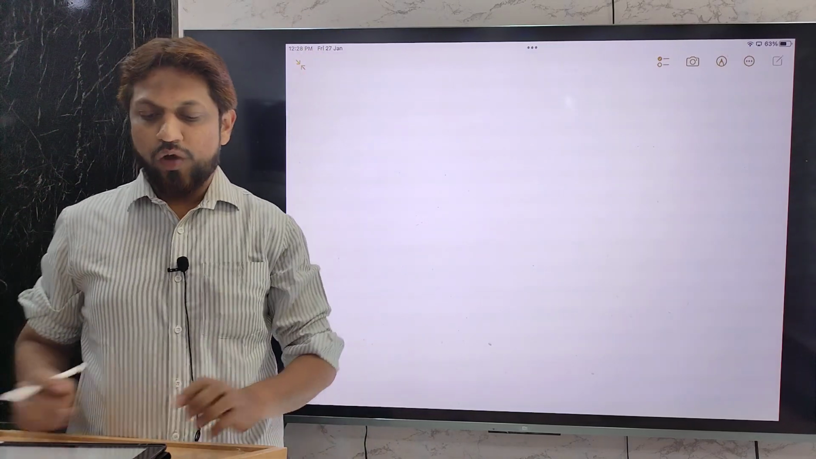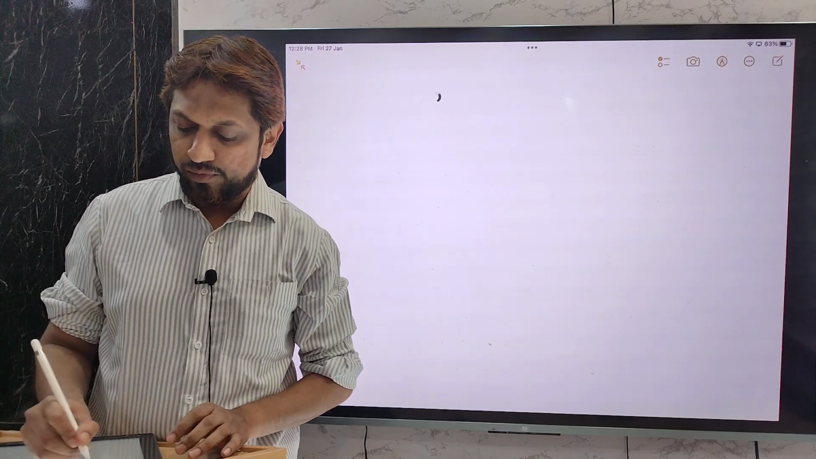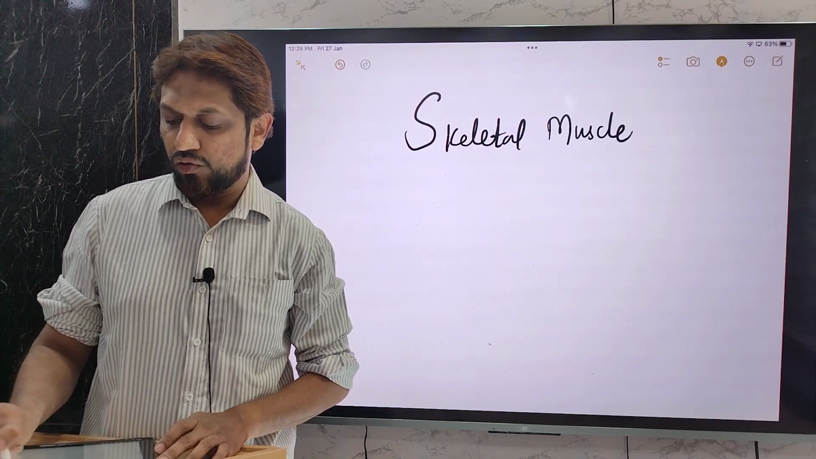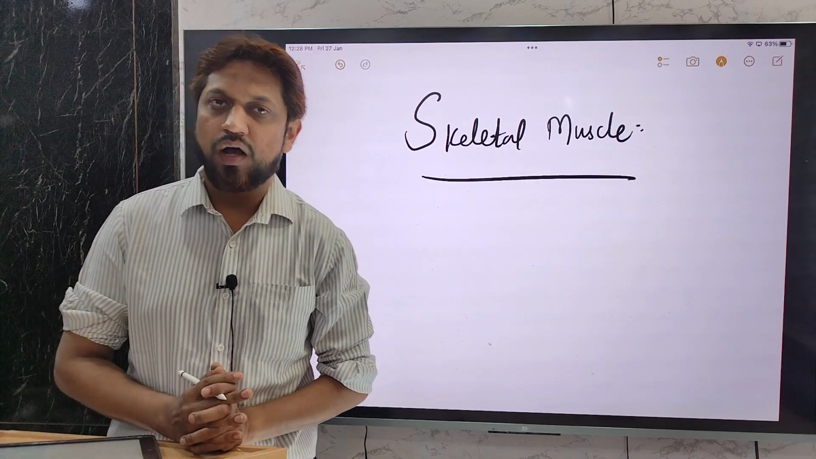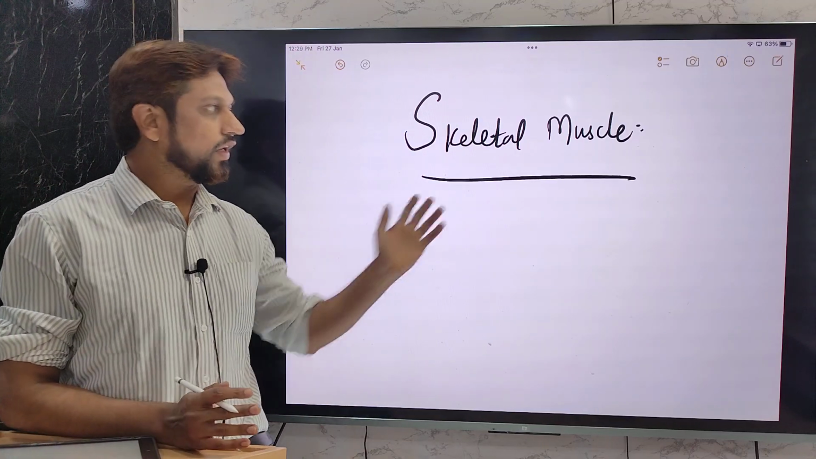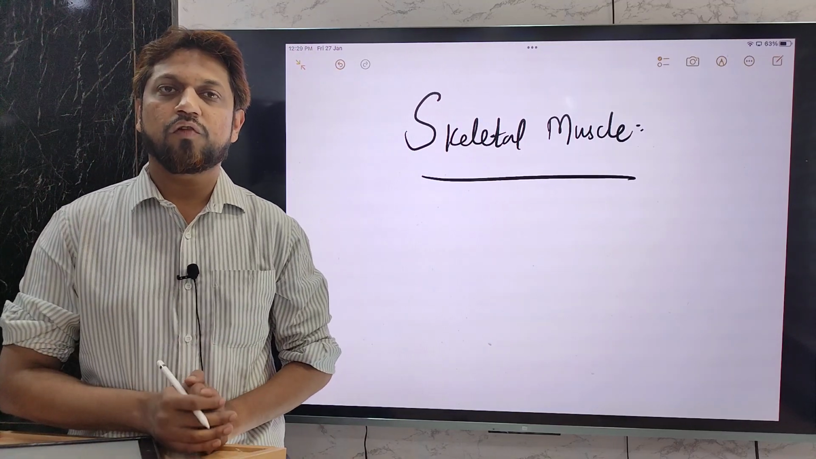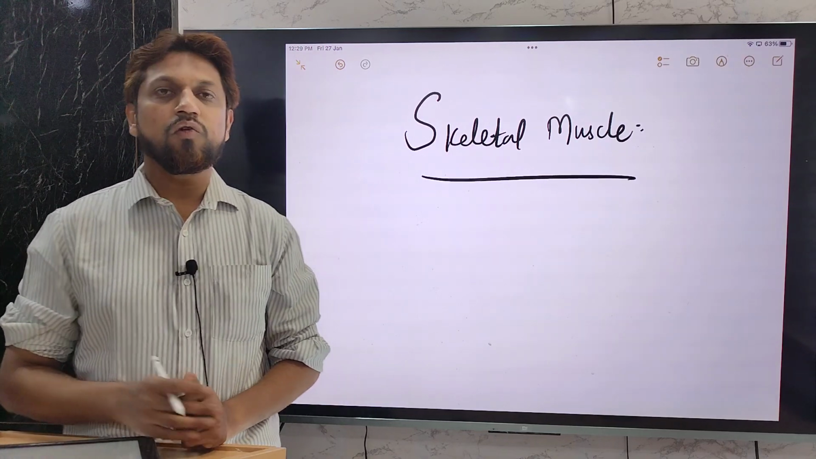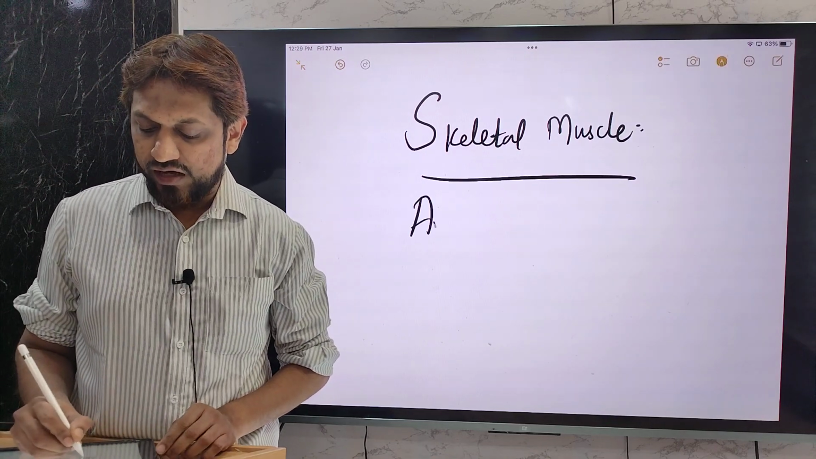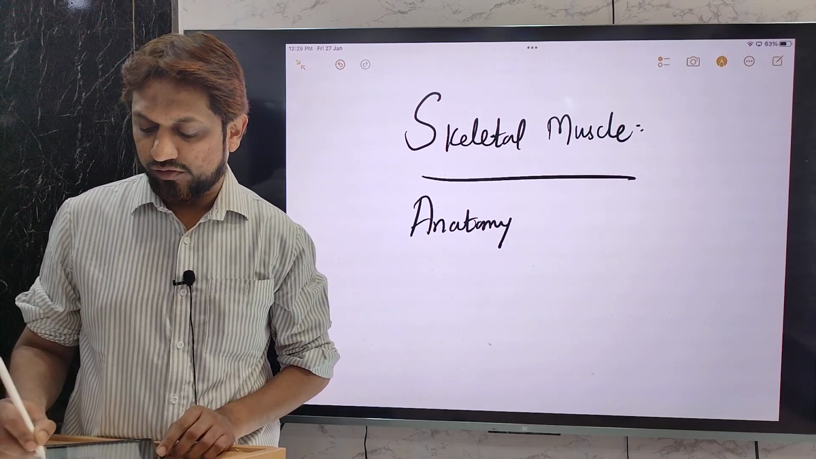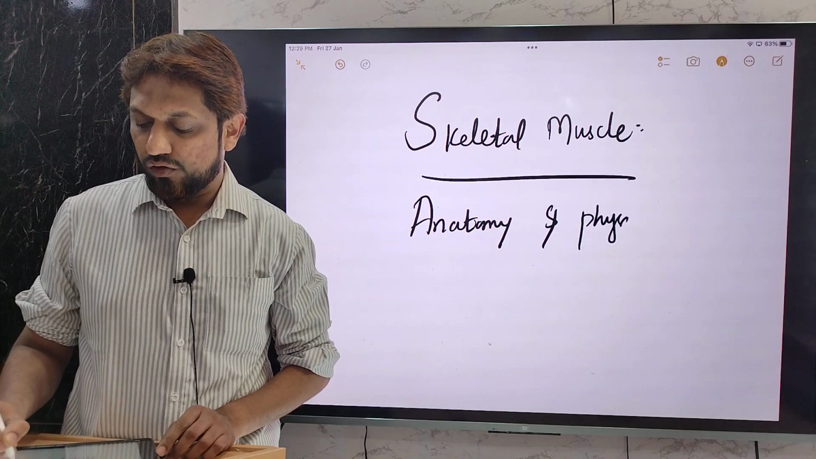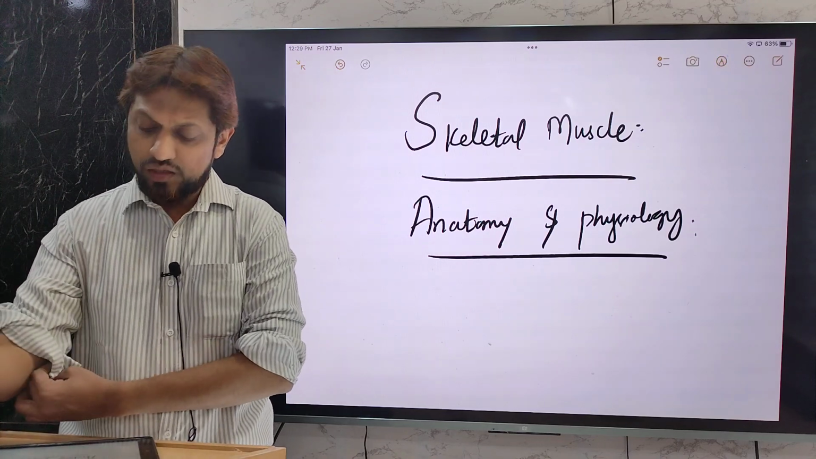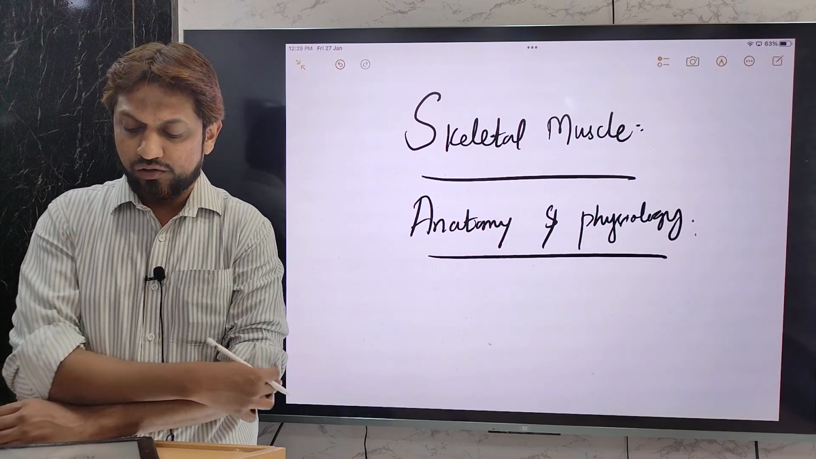In today's video, we are going to discuss the skeletal muscles. As you might know, 40% of our body mass or weight is mainly made up of skeletal muscles, whereas 10% is made up of the cardiac muscles and smooth muscles together. In this video we are going to discuss the anatomy and physiology of the skeletal muscles, more specifically the functional anatomy in this lecture.